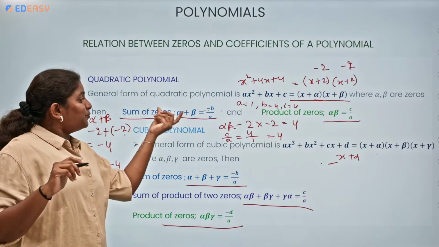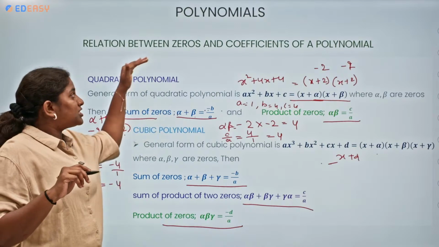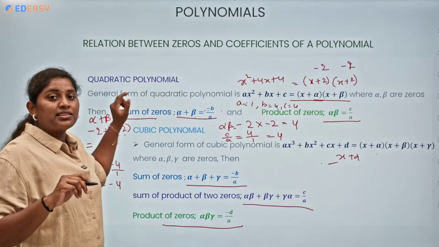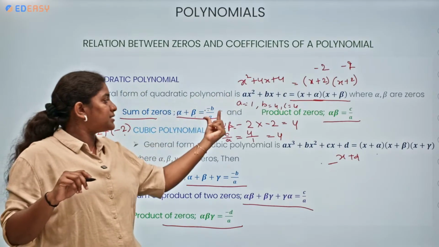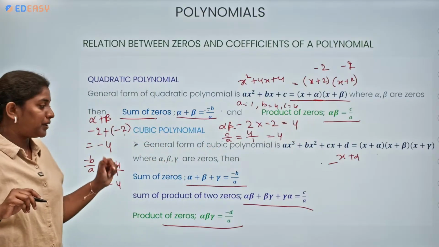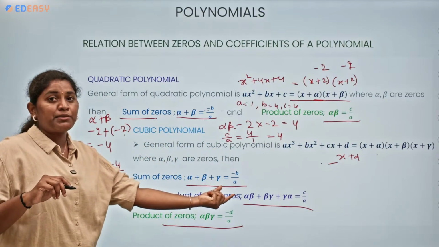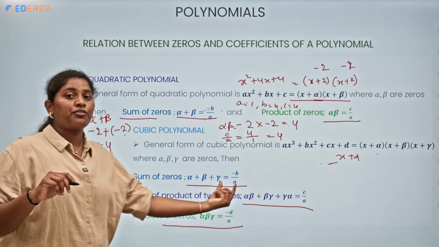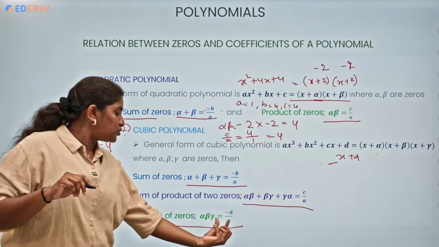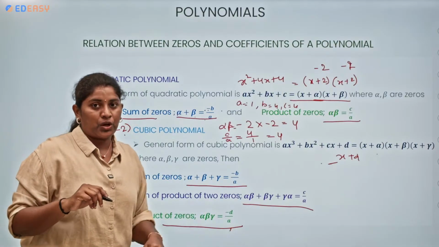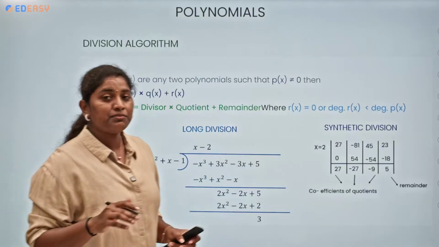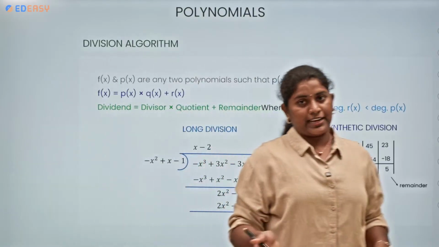Now, we discussed the relation between the coefficients and zeros of a polynomial. For the quadratic, sum of zeros equals minus b by a and product of zeros equals c by a. And for cubic, sum of zeros equals minus b by a, sum of products of two zeros taken at a time equals c by a, and product of roots equals minus d by a. Okay. Now let's discuss the division algorithm we had in grade 9, right?